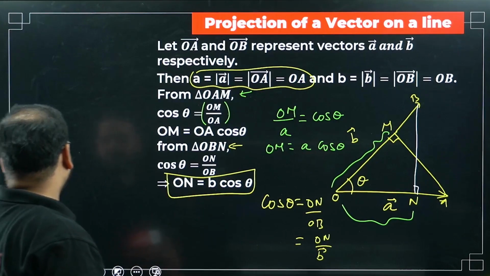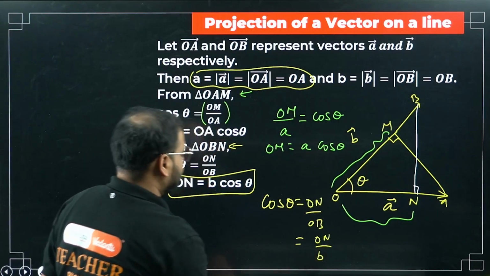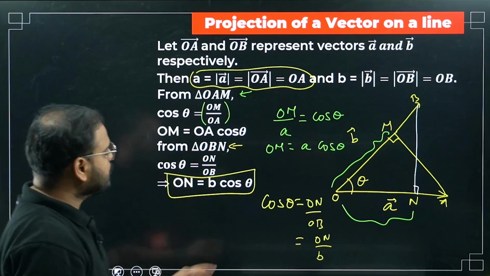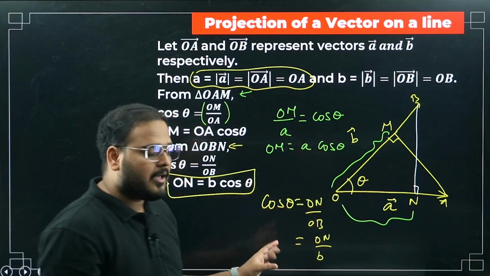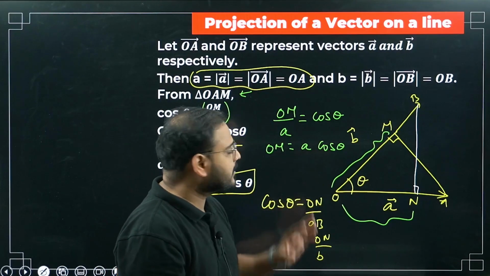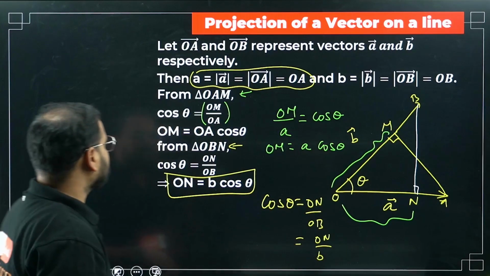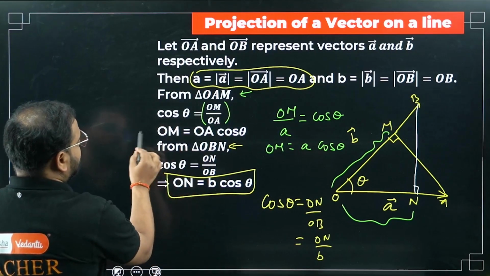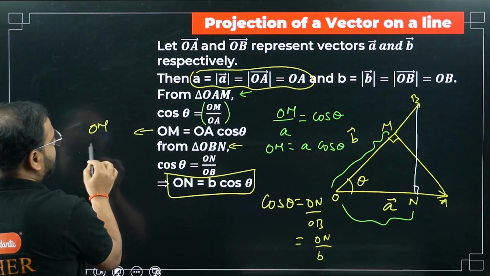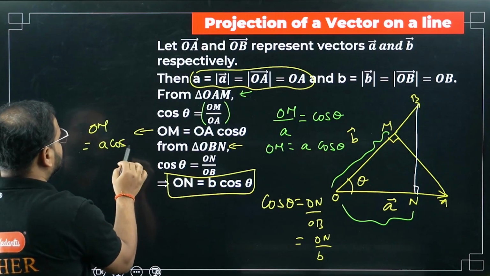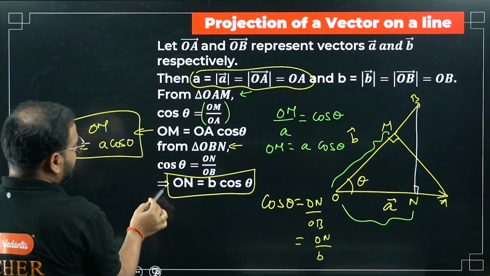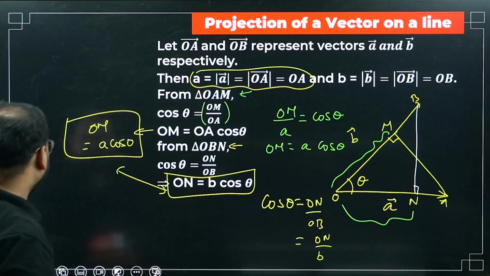Again, we don't have to write the vector form, only the scalar will do. So we are getting OM as A cos theta and ON as B cos theta. These two are important.